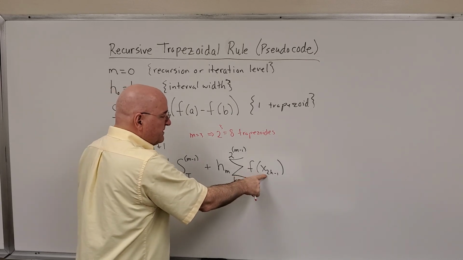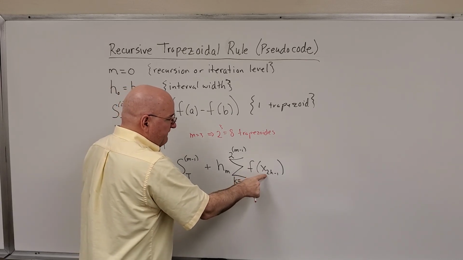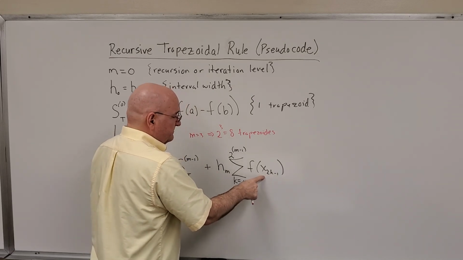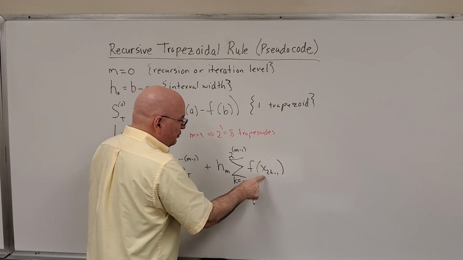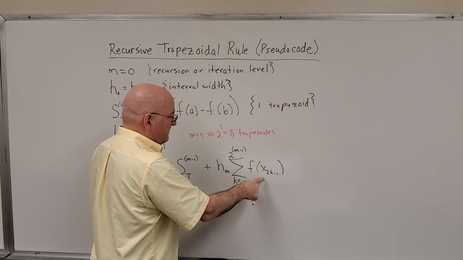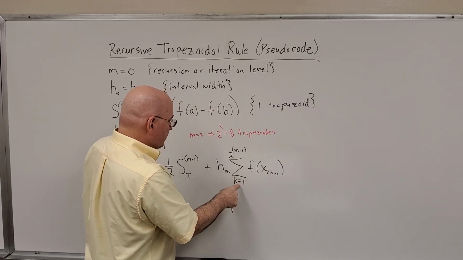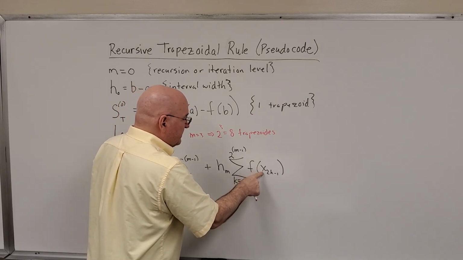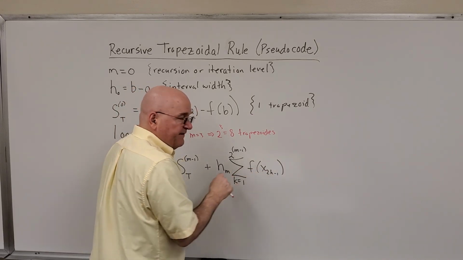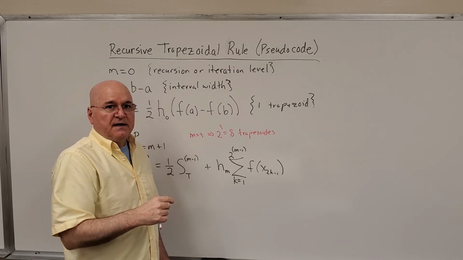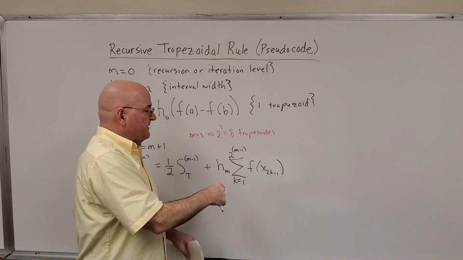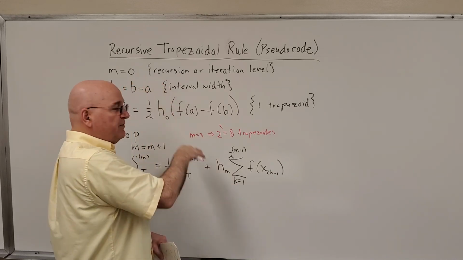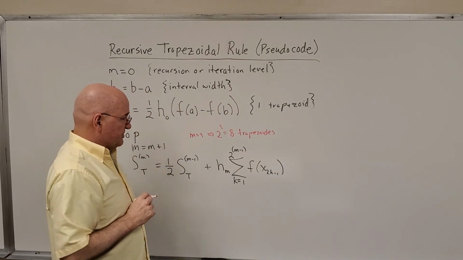If k goes from 1 to 4, we're adding up f of x, 2 times 1. Then when k is 2, we get x of 3. When k is, let's see, we're going up to 4. When it's 3, we get x of 5, and then we get x of 7. This is adding up all of the f of x odd terms. The even ones were computed in the previous iteration.